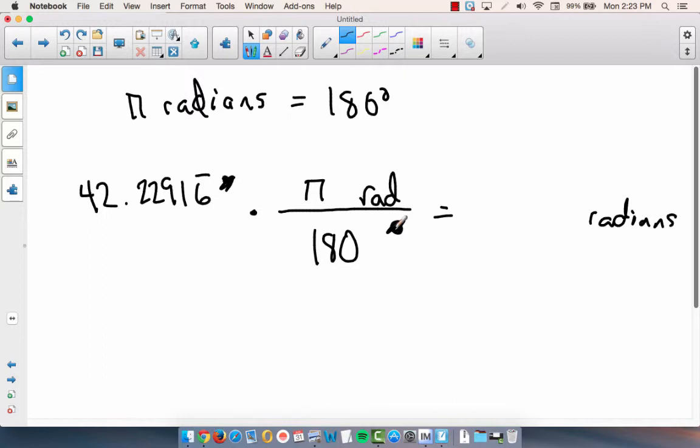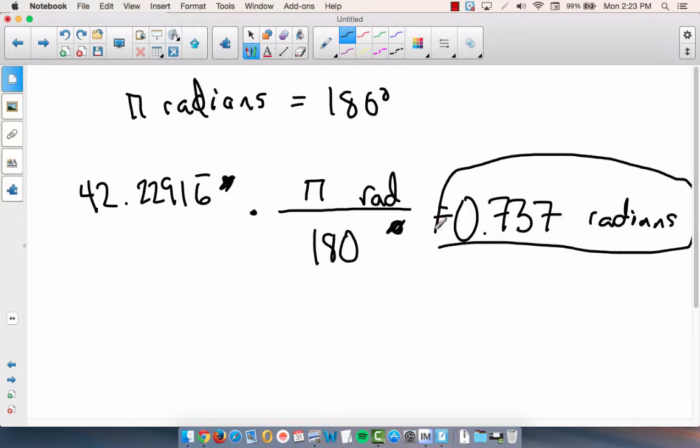I'm doing this all on a calculator, and when I do that, I get 0.737. Just going to round to 3 decimal places. That's 0.737 radians.